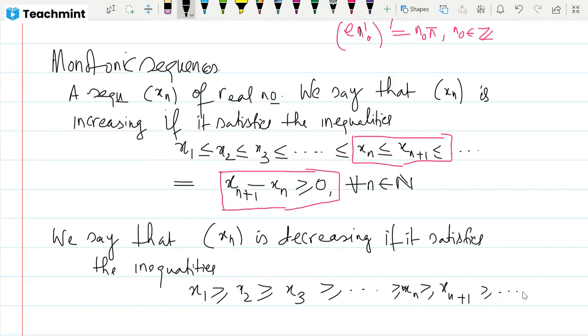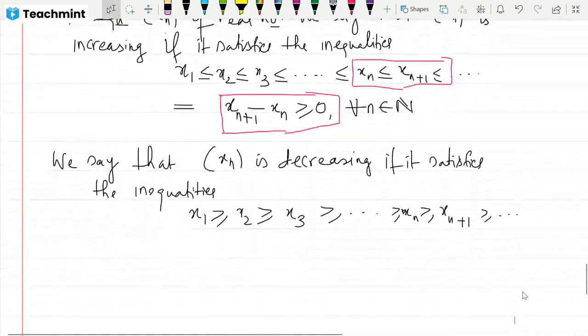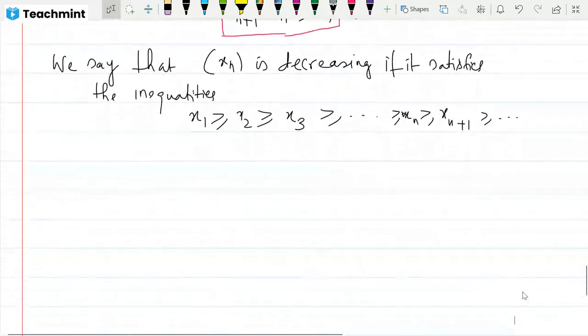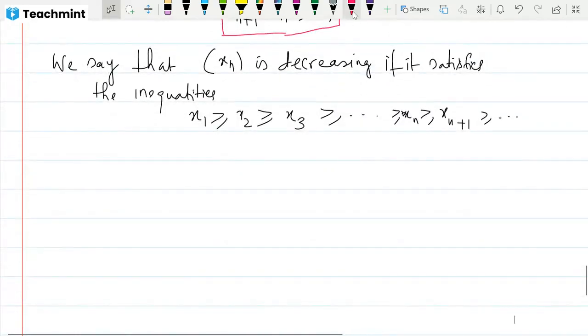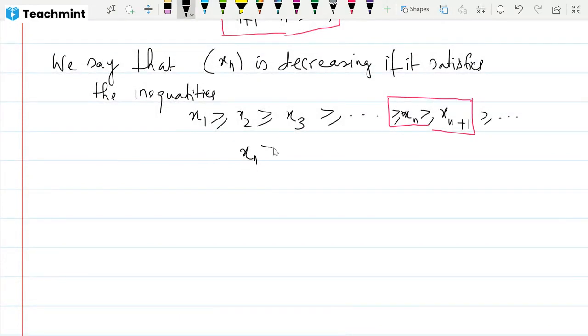If a sequence satisfies this, then we say that the sequence is a decreasing sequence. Using this, I will try to convey another definition. Look, if the sequence is a decreasing sequence, then xn is less than or equal to xn plus 1 for all n belongs to N.